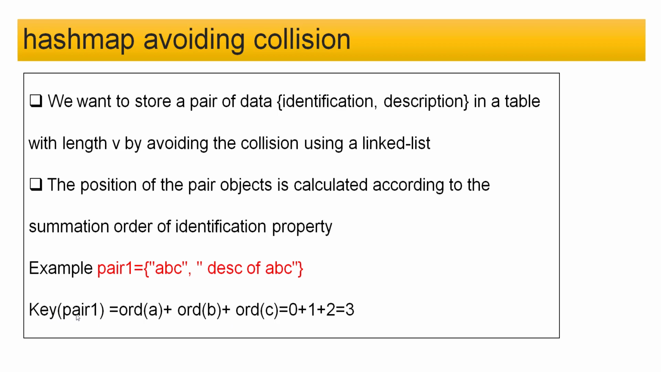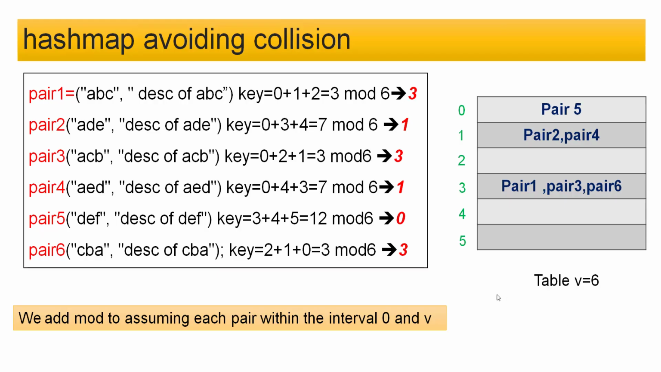K of pair 1 equals order A plus order B plus order C. So 0 plus 1 plus 2 equals 3. We want to store pair 1 to pair 6 in a table with length V. So the K of ABC equals 3, 3 mod 6 equals 3. We add mod to keep each pair within the interval 0 and V. So pair 1 goes in case 3.